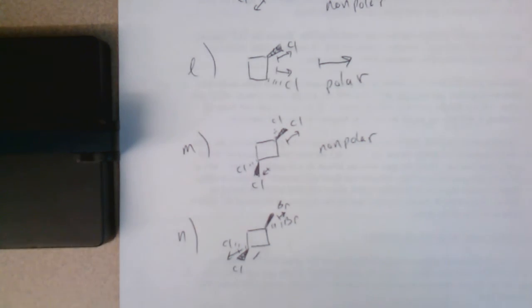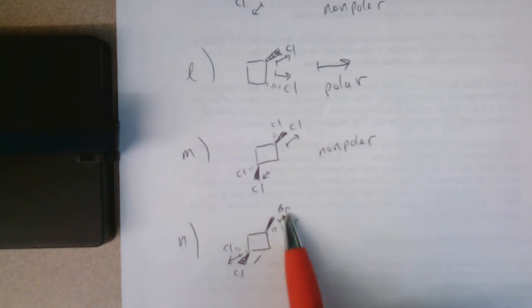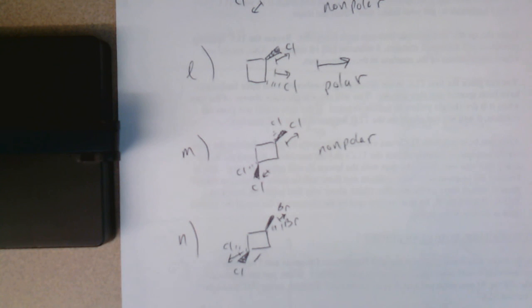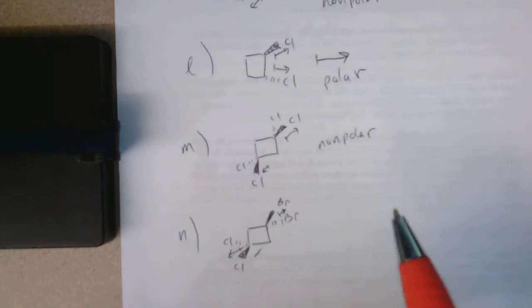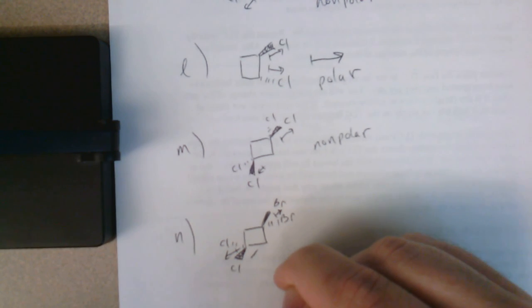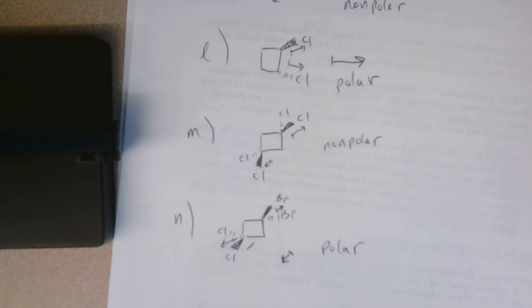Okay, the bromines are less electronegative than the chlorines, right? They're farther on the periodic table from fluorine, so the net dipole then is just going to be going towards the chlorines, which is just going to be a little bit weak, and this is going to also be polar. Okay, so there's your first homework key.